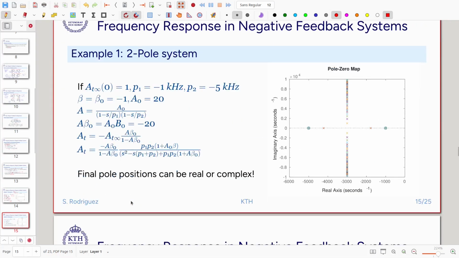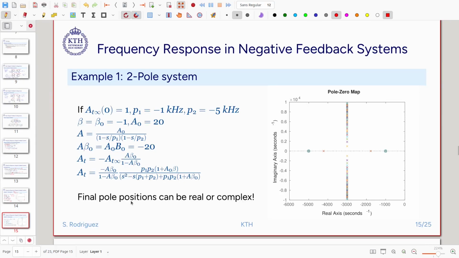Now, what happens when we have a negative feedback with 2 poles? So we have the same example, but we have added a second pole, and then the transfer function for our amplifier will be A0, that is 20, our gain at low frequencies. Then we have the 2 poles here. We keep A0 beta equal to minus 20, so beta will be equal to minus 1. And no zeros involved in this example, just poles.